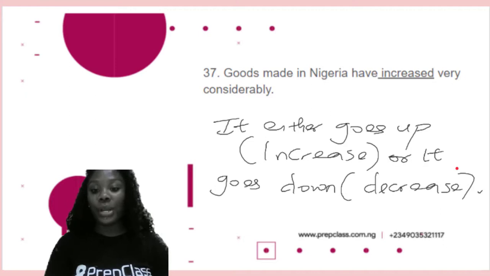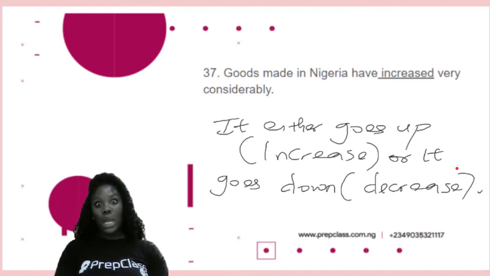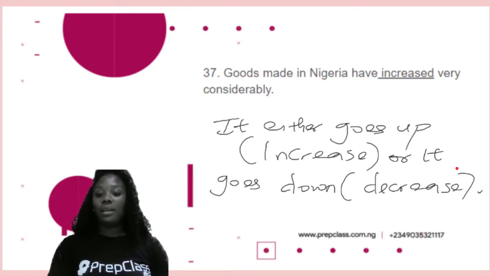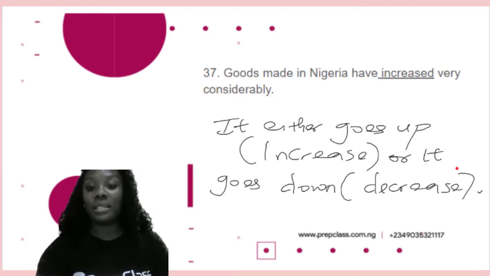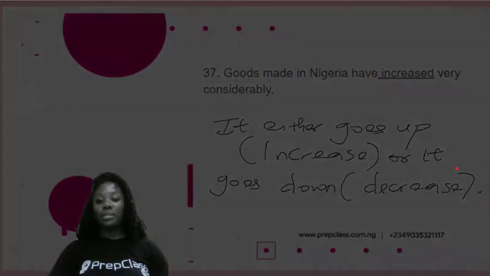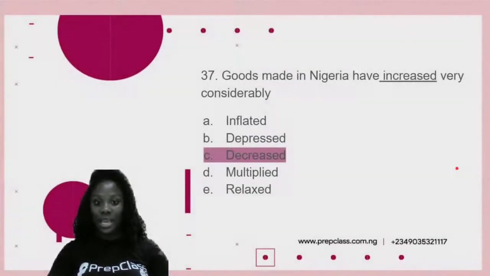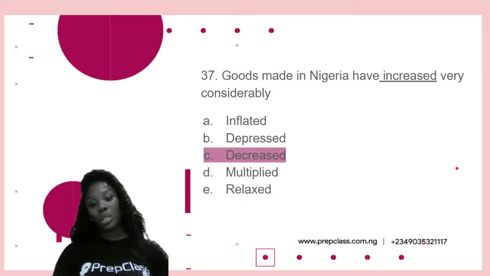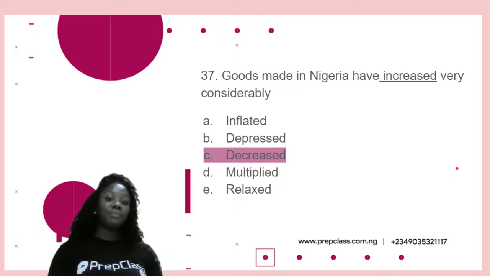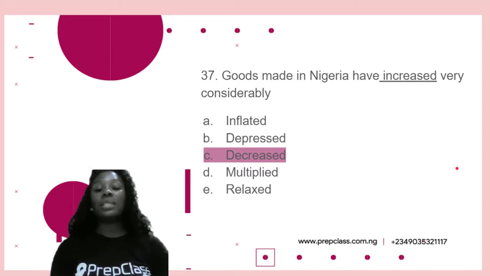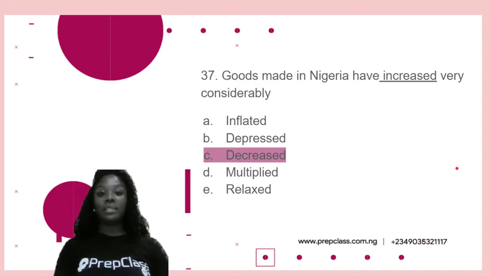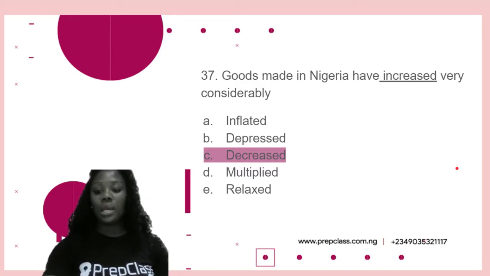So the opposite of increased would be decreased. So the answer is decreased. And where is it? Option C. So we have option C, decreased, as the opposite of increased.